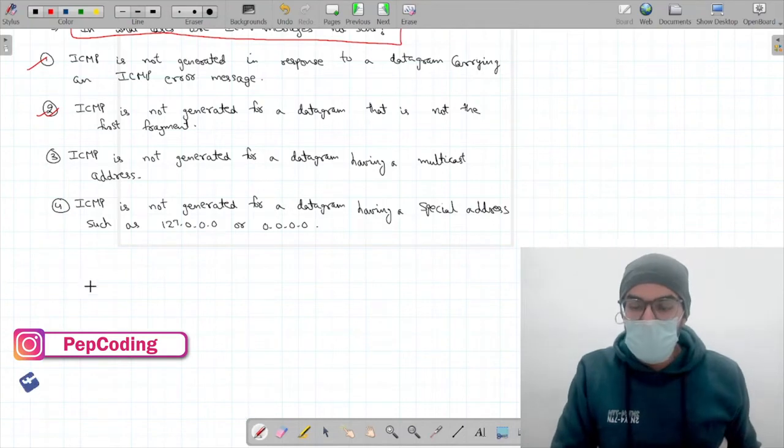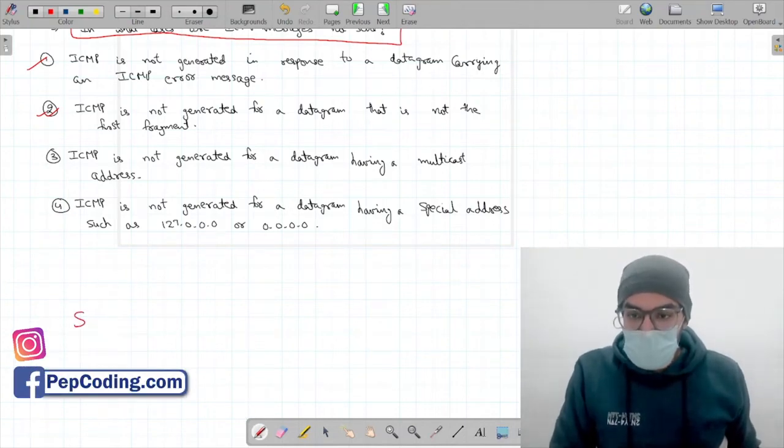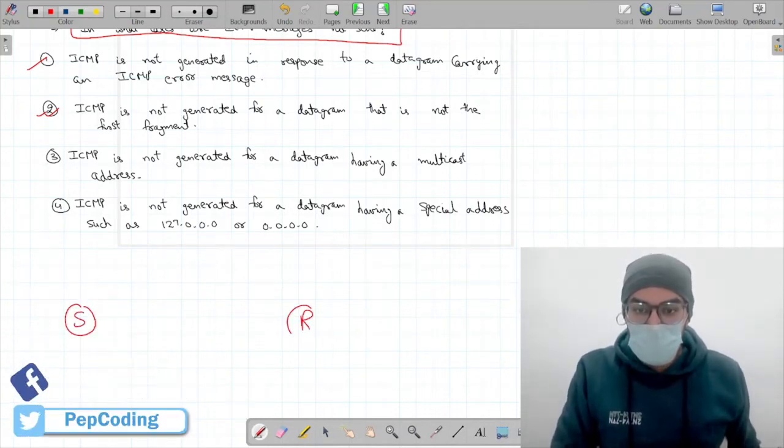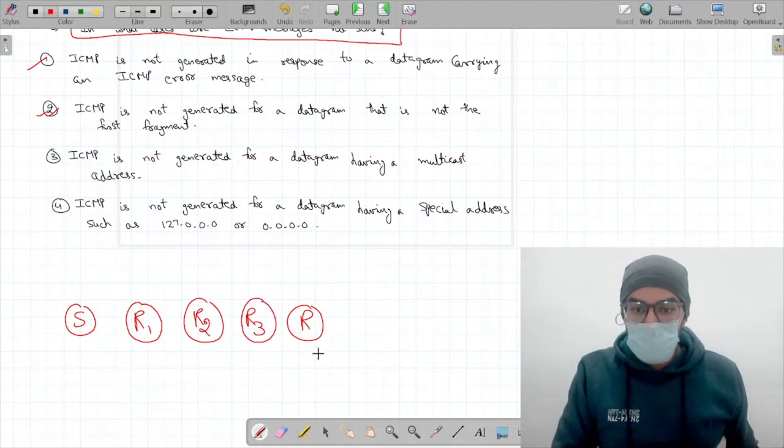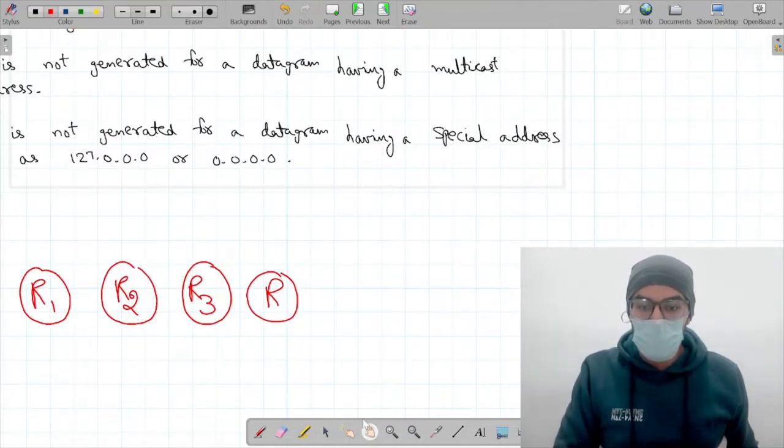Let's take a very quick example. Let's say that this is the source and this is the receiver, and then this is router R1, this is router R2, this is router R3. Let me zoom it further for you.